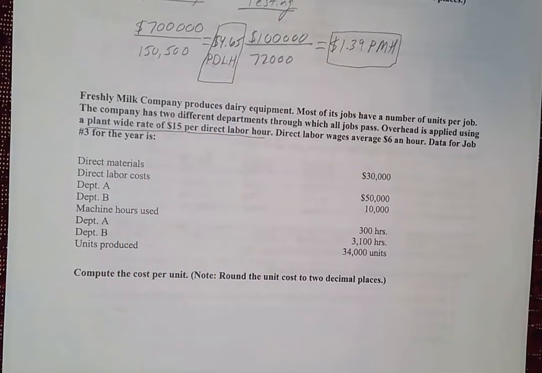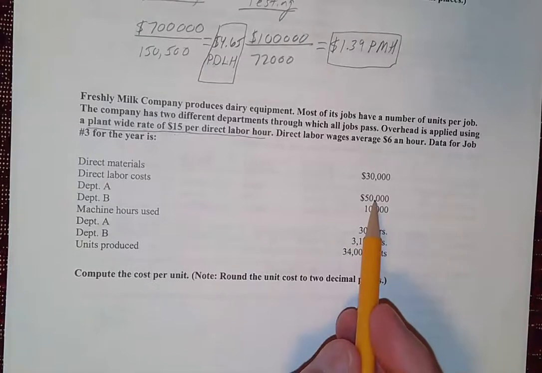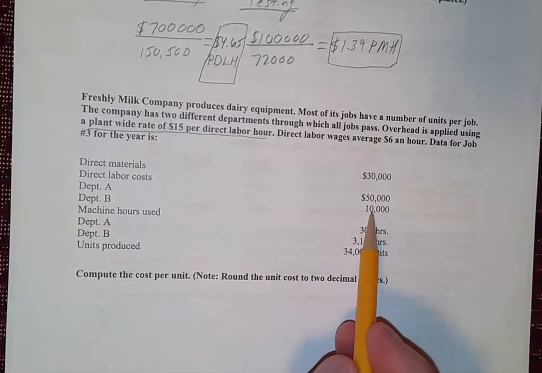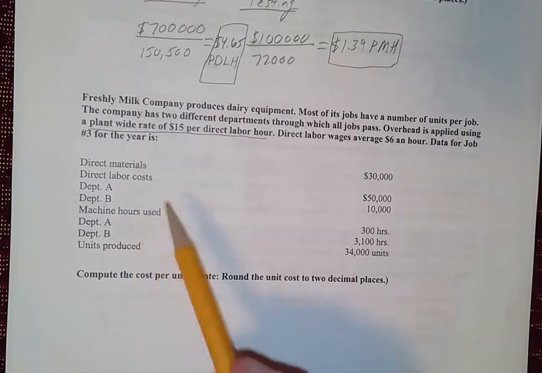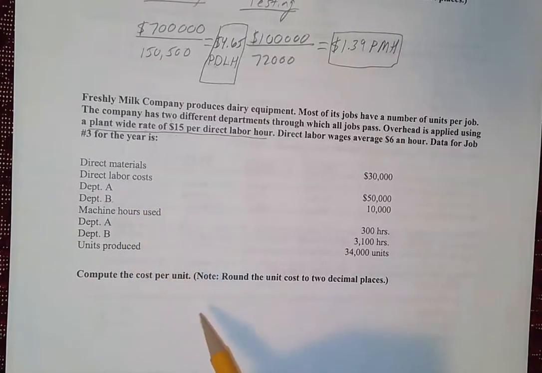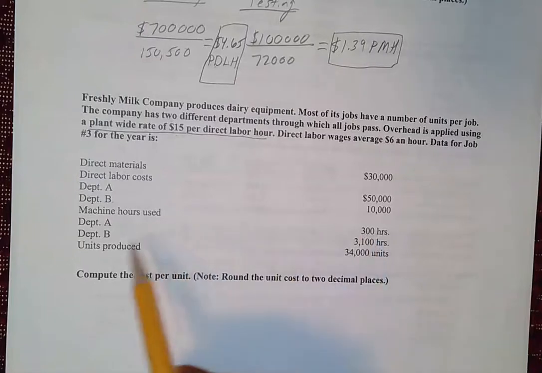Direct labor wages average $6 an hour. Okay, so it might be some minimum wage laws we're breaking here. And data for job number 3 for the year is as follows. Okay, so let's see what we have here. We have direct materials of $30,000. We have direct labor costs of $50,000 in Department A and $10,000 in Department B. We have machine hours used of 300.